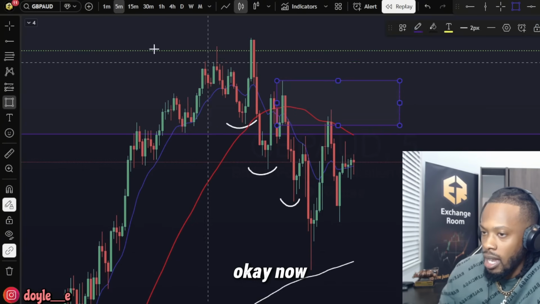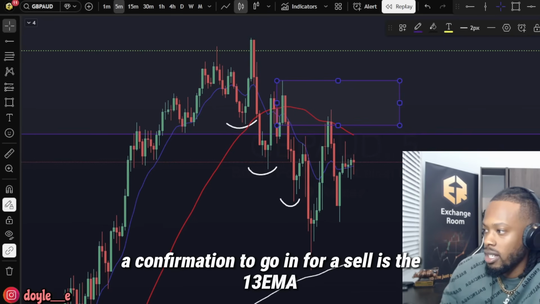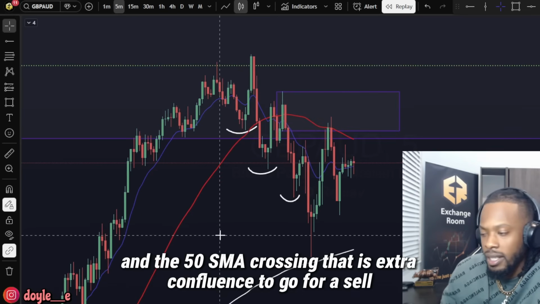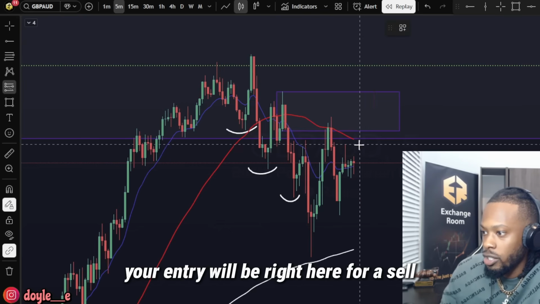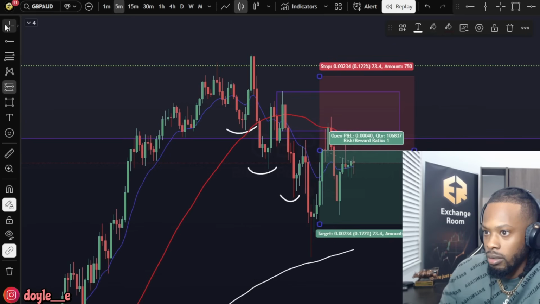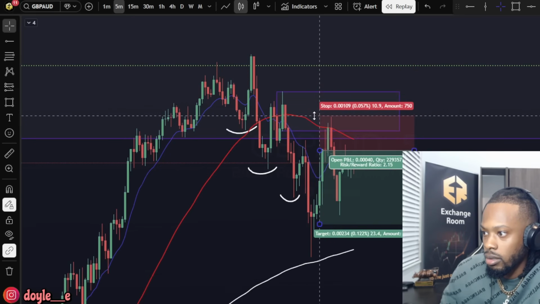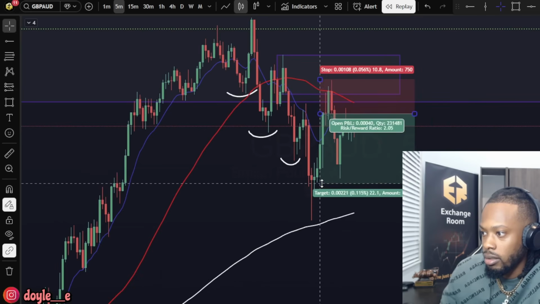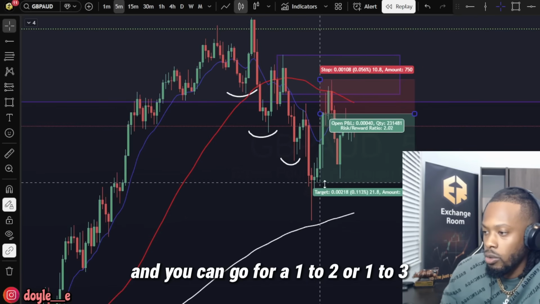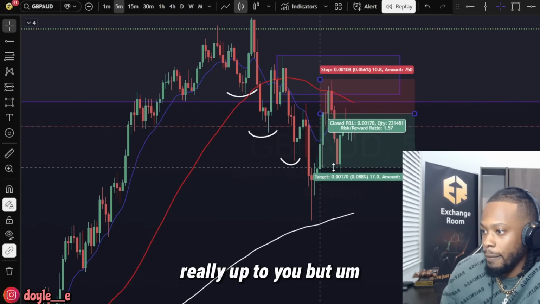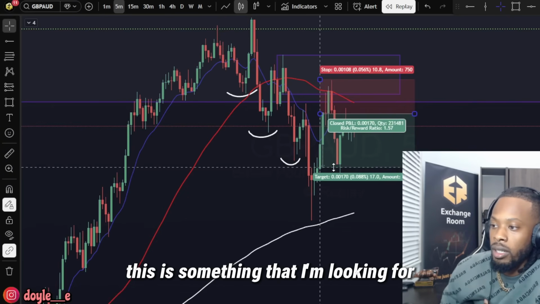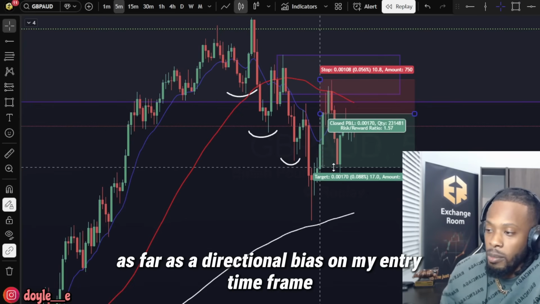Okay, now confirmation to go in for a sell is the 13 EMA and the 50 SMA crossing. That is extra confluence to go for a sell. Your entry will be right here for a sell. Stop loss will be right there. And you can go for a 1 to 2 or a 1 to 3, or you can just go for a 1 to 1, really up to you. But this is something that I'm looking for as far as a directional bias on my entry time frame.